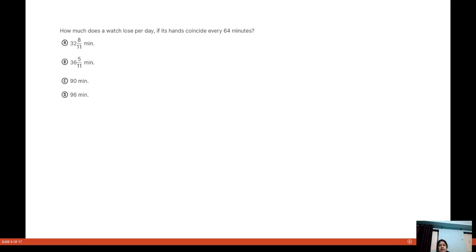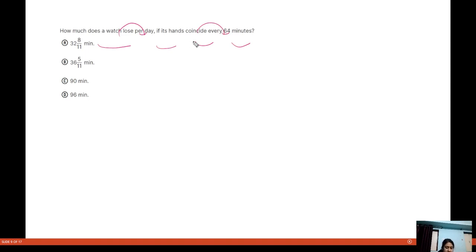Now let us look at the next question. We have this question: how much does a watch lose per day if its hands coincide every 64 minutes?